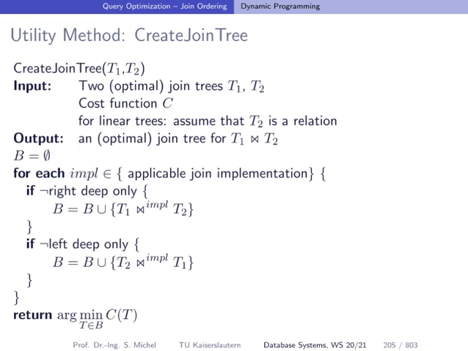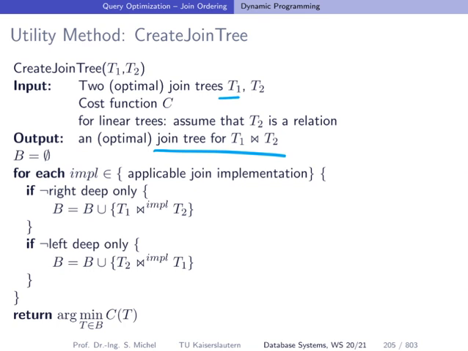So here is the create join tree utility method. As input, we have two join trees, T1 and T2, and a cost function C, for instance, C out, or some implementation-dependent cost function. And in case we want to create only linear trees, then we assume here that T2 is a relation. Right? But in case of bushy trees, like nonlinear trees, T1 and T2 can also be join trees, of course. The output is the best join tree to join T1 and T2.